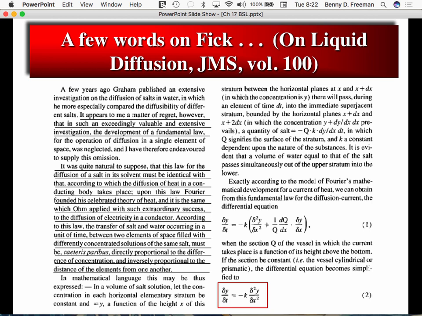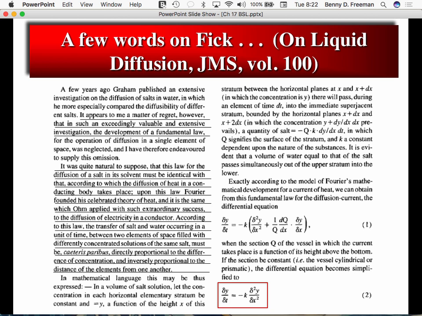And you'll recall, for example, in Fourier's law that heat flux is proportional to the thermal conductivity times the gradient in temperature, and he's about to propose that mass flux is proportional to the gradient in concentration. According to this law, the transfer of salt and water occurring in a unit time between two elements of space filled with differently concentrated solutions must be directly proportional to the difference of concentration and inversely proportional to the distance of the elements from each other. That is, the flux is proportional to the concentration gradient. And he's proposing this in analogy with Fourier's law of heat conduction and Ohm's law of electricity.